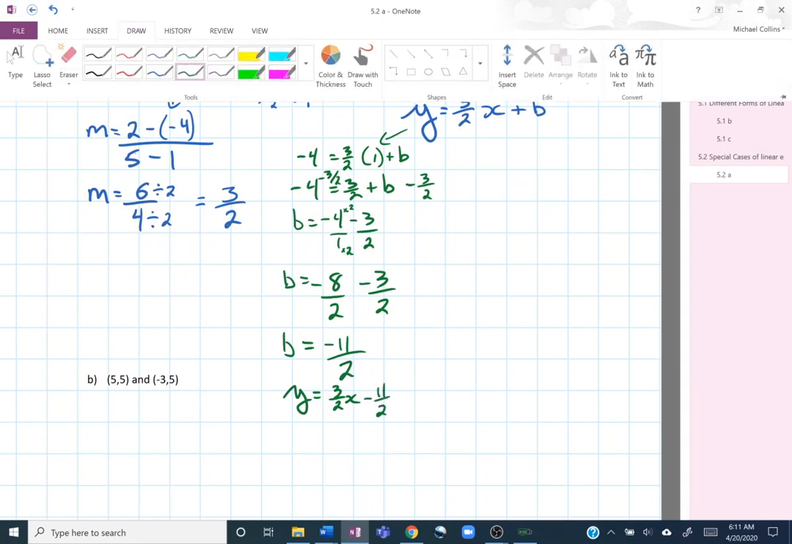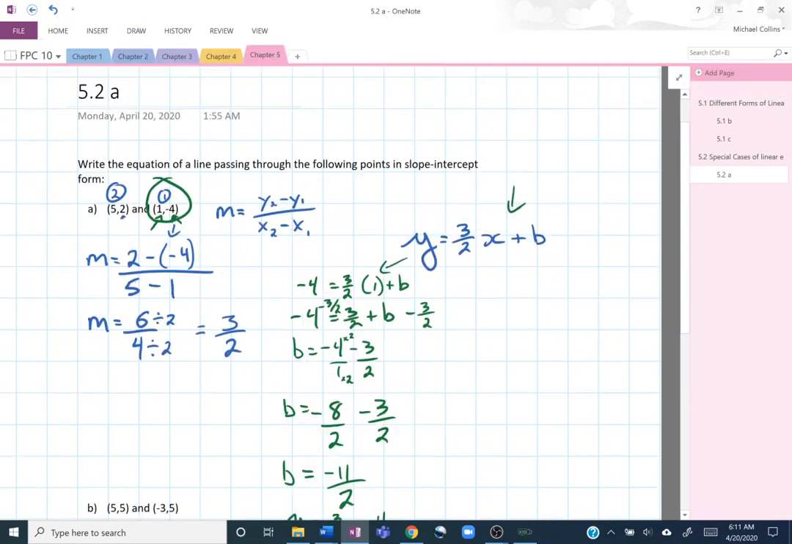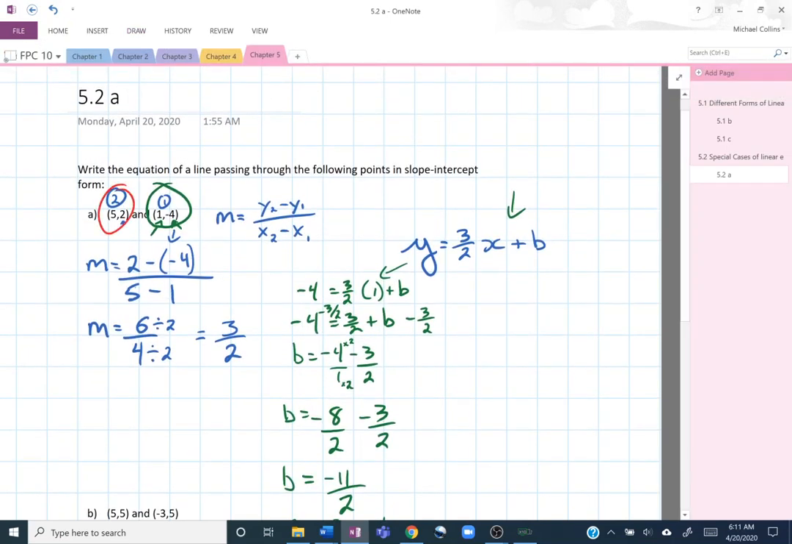Let's pretend we chose the other point if we wanted to. So I'm going to choose the 5 and 2, and I'm going to do the same thing. I'm going to substitute my x and y values in. My y value is 2, and that is equal to 3/2 times my x value, 5, plus b. One unknown, we can solve this. I'm going to simplify. It's not a 1 this time, it's a 5. 5 over 1 times 3/2 is going to be 15 over 2 plus b.